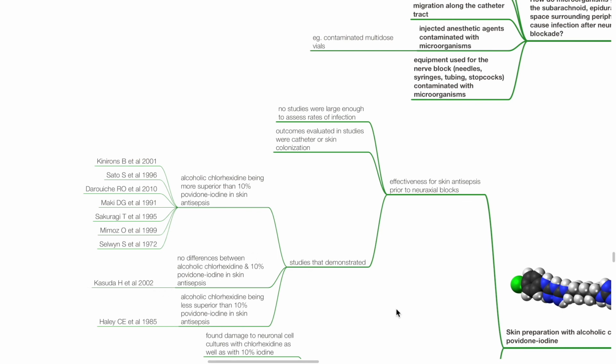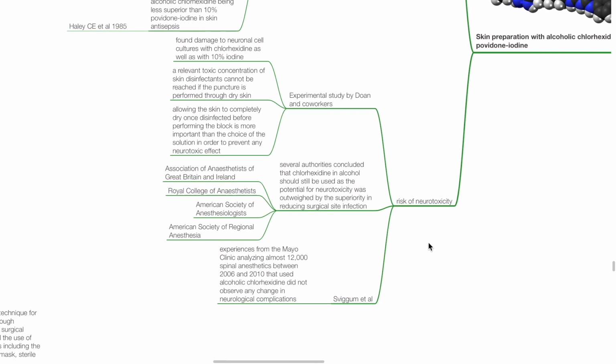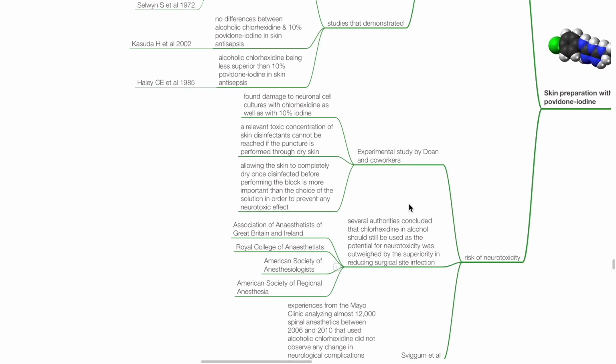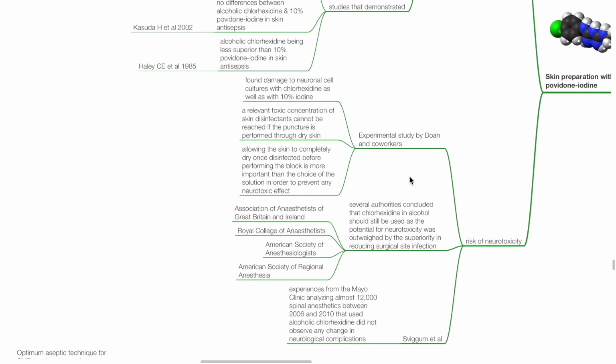Risk of neurotoxicity. An experimental study by Doan and co-workers found damage to neuronal cells with chlorhexidine as well as 10% iodine. A relevant toxic concentration of skin disinfectants cannot be reached if the puncture is performed through dry skin. Allowing the skin to completely dry once disinfected before performing the block is more important than the choice of the solution in order to prevent neurotoxic effects.